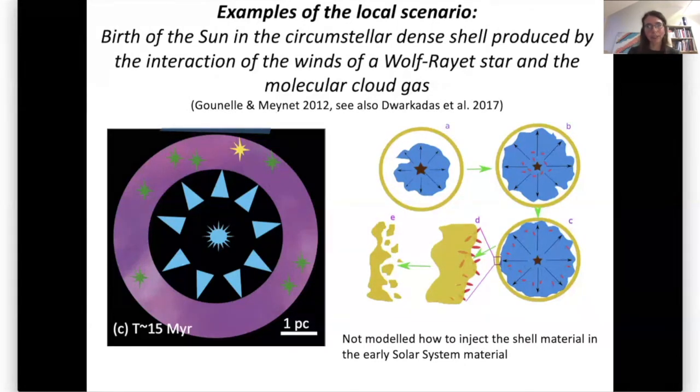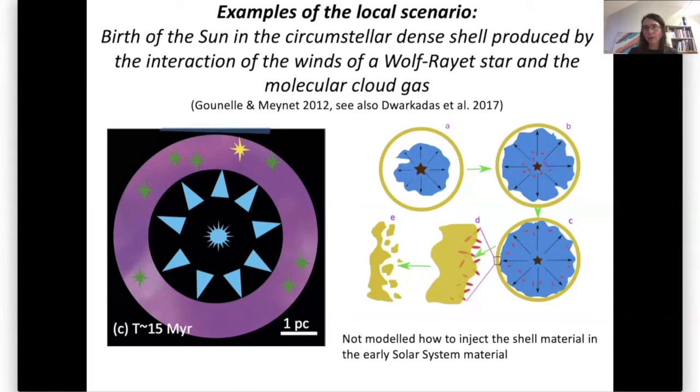It's just a cartoon, basically. So there's a circumstellar dense shell, which is the purple bit in the cartoon, and the sun is forming in this shell. And the shell is due to the interaction of the winds of the Wolf-Rayet star and the molecular gas cloud. The problem here has not been investigated as much as the supernova. So we don't actually understand if the material from the cloud is mixing inside the early solar system and how. So this is treated as a free parameter, a free injection fraction.